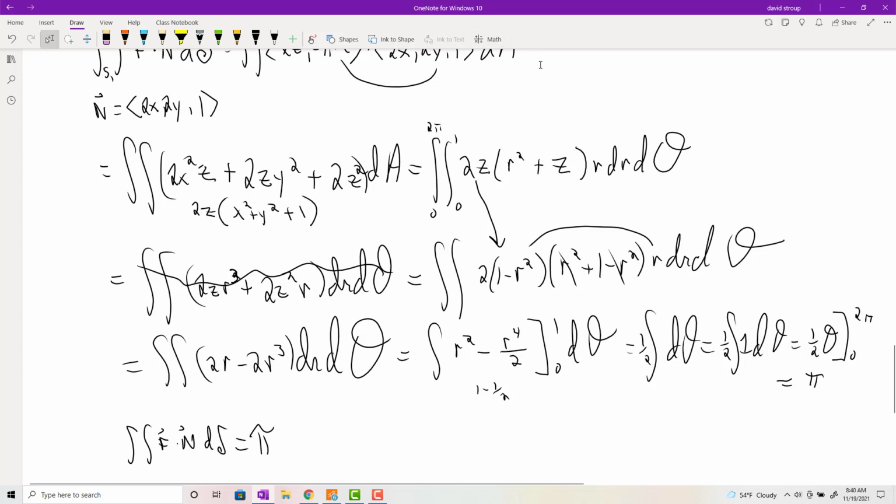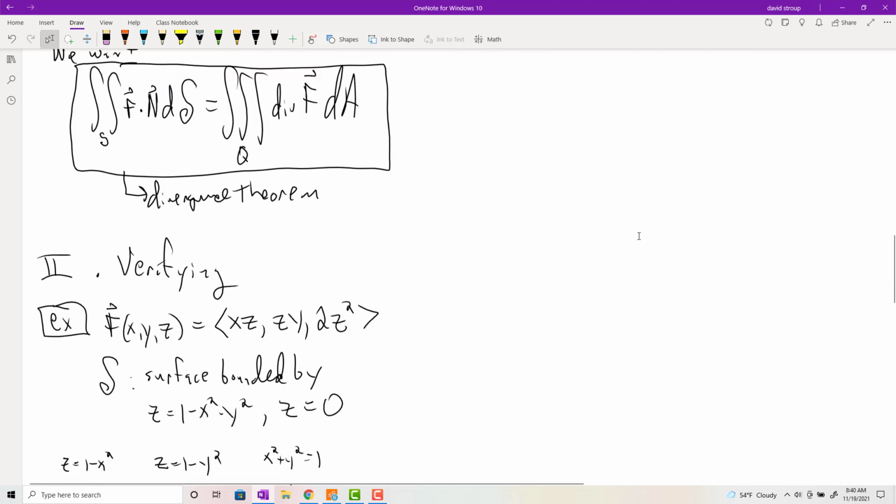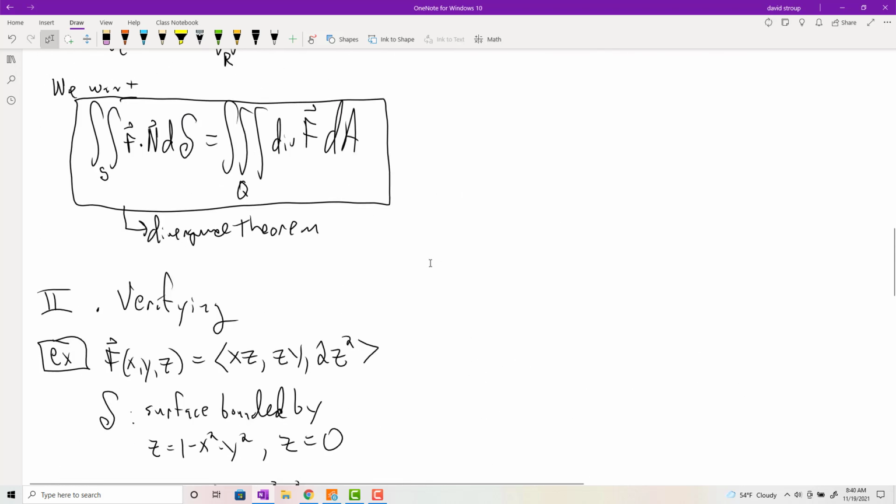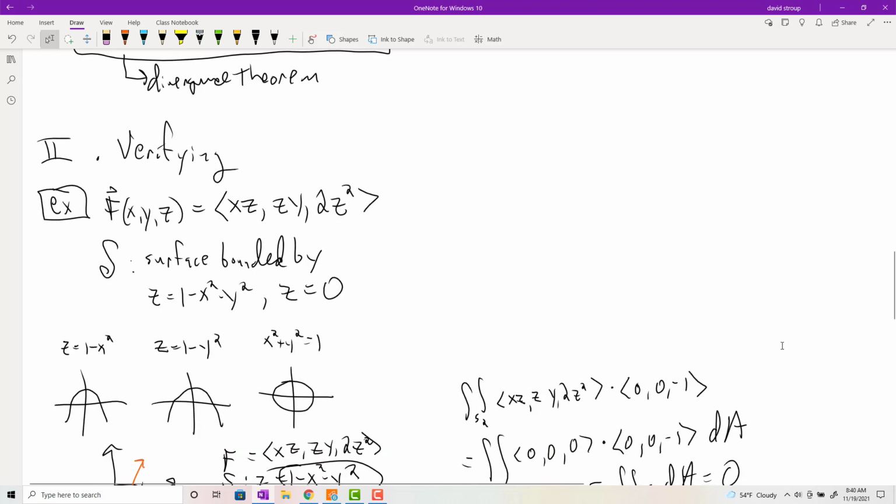Okay, but now we have this other theorem, this divergence theorem, which is saying we could basically just do a triple integral over this object. Okay, so instead we are going to do a triple integral of the divergence of F. So the divergence of F, if you remember, you basically just take the partial derivatives.